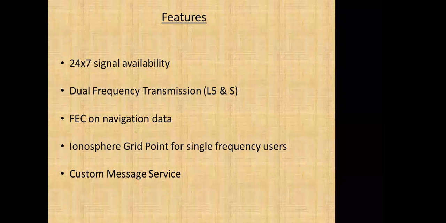One is a coefficient-based model, which is the Klobuchar model. It corrects only 50% of the error, and it is used in the GPS system also. But for the Indian user, we have another method to compute the ionospheric error, that is the ISRO grid-based model. We have divided the whole of India into 90 grids, and from the data collected from the monitoring stations, we are computing the vertical delay of the ionosphere at each grid. Then we are uploading it to the satellite, and the user will receive that information and accordingly compute the ionospheric delay.